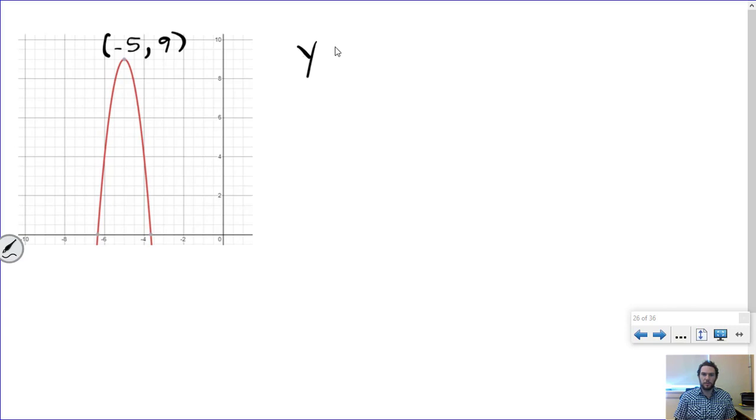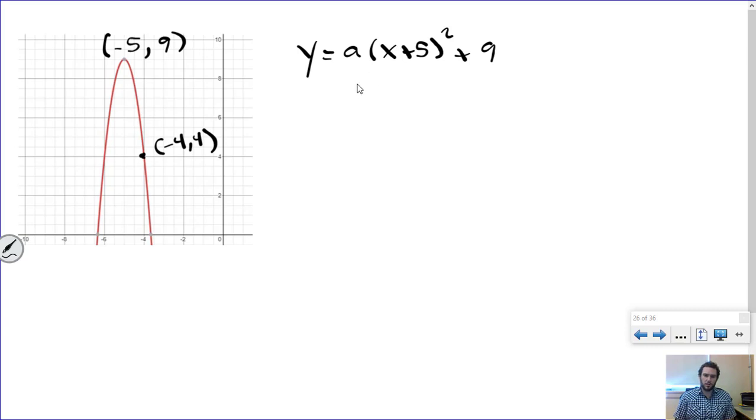So when we go into our parabola, we say y equals some a value times x minus h. When we minus -5, we get +5 squared, and then plus k, so our 9. So our x value goes in here, the y value of our vertex goes there. In order to find the equation, you need another point. In this case, the other point is -4, 4.